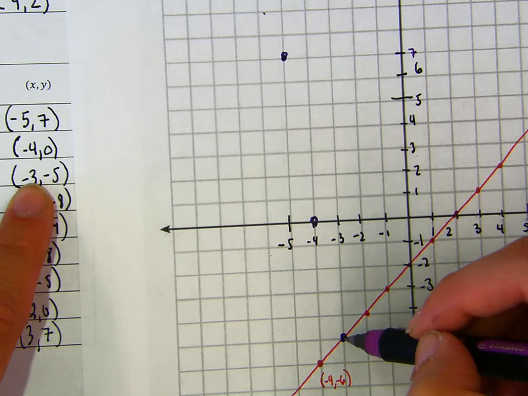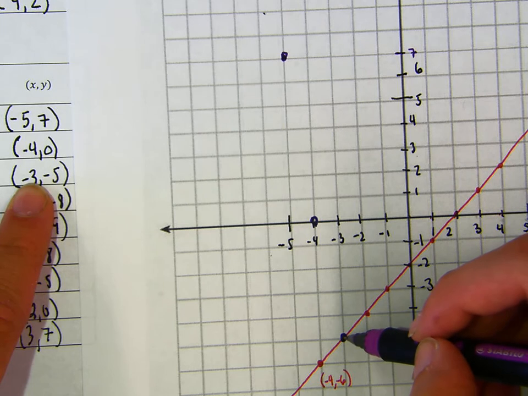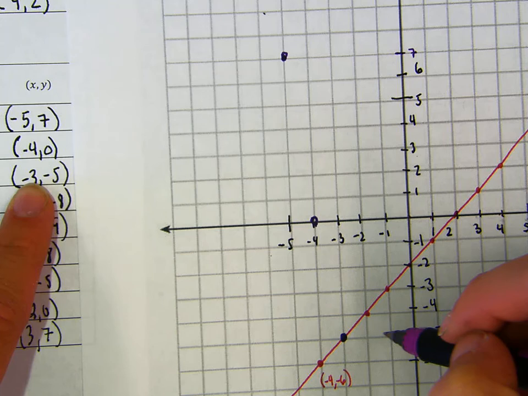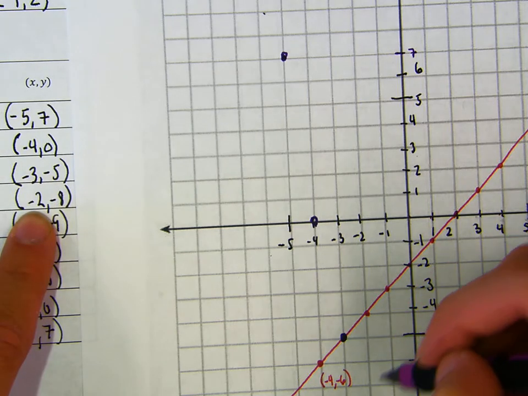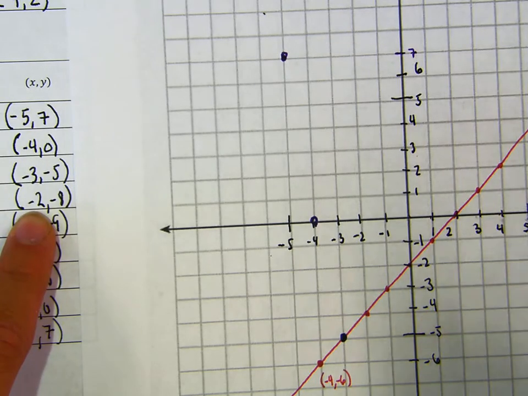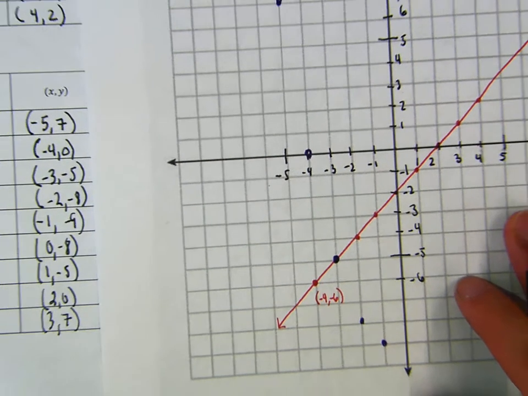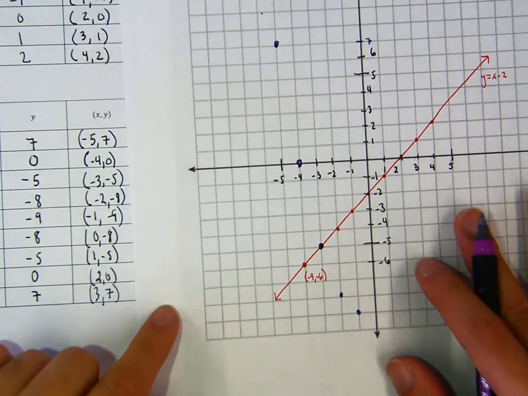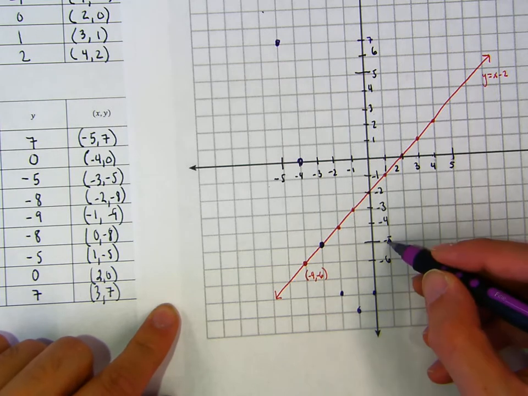What do you notice? The line y equals x minus 2 and this have the same point at x equals -3, right? They have the same y value of -5. This is -2, -8, which should be here. Let me zoom out a little bit. This one is here. This one is here.